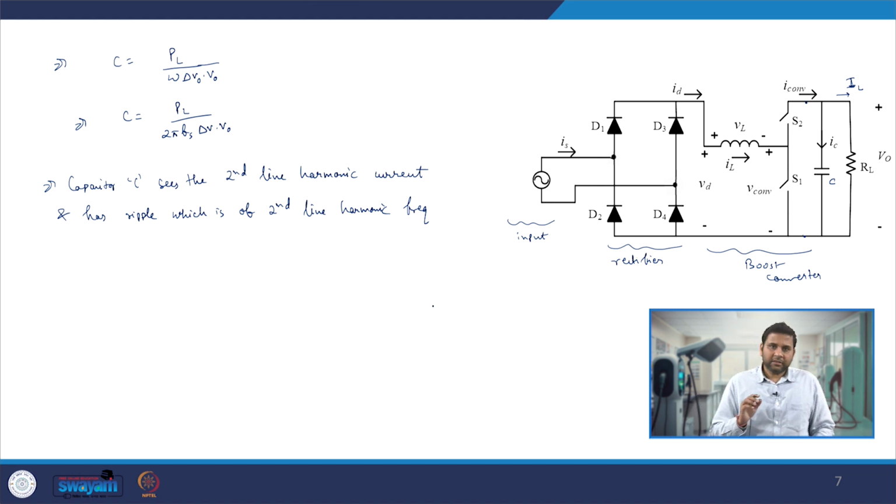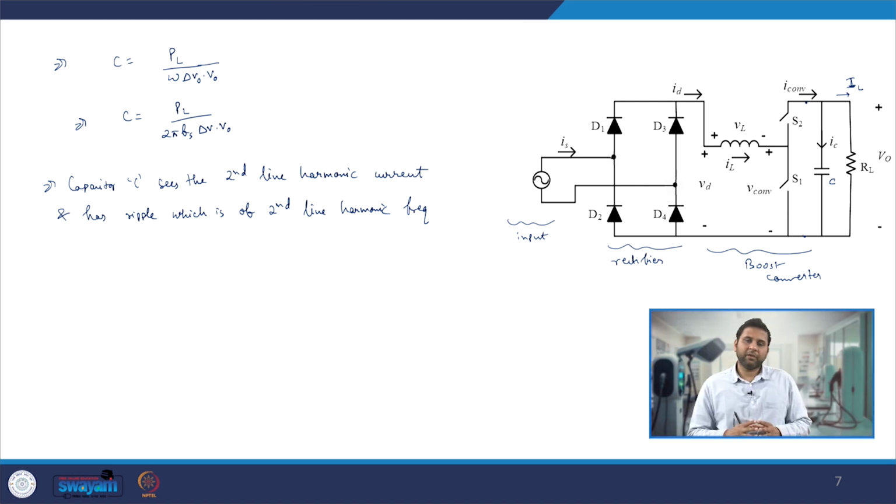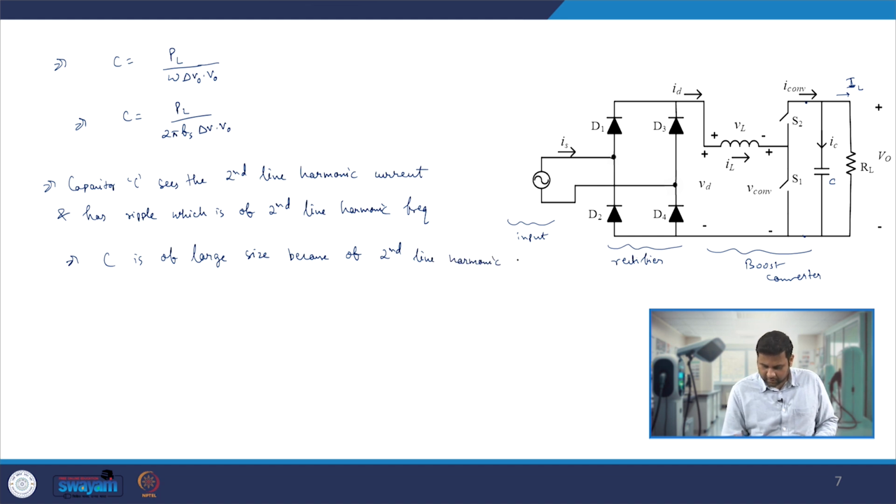And this is why the capacitor size in a single phase AC to DC converter is one of the bottlenecks which makes the converter very big in size. So this capacitor is of large size because of the second line harmonic frequency component.